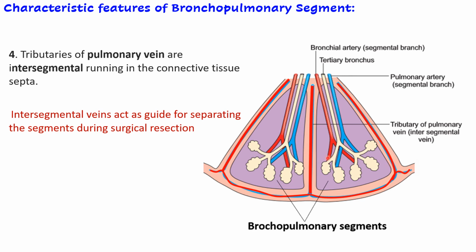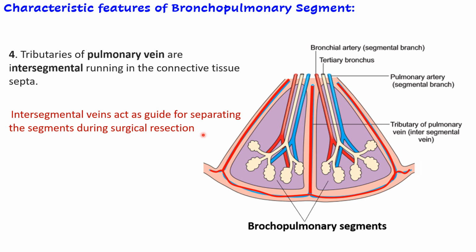Their clinical relevance is that these intersegmental veins act as a guide for surgeons for separating the segments during surgical resection. One particular bronchopulmonary segment can now be resected without affecting the adjacent segments or adjacent part of the lung. When this knowledge was not there, lobectomy had to be done. The whole lobe of the lung was removed if they found any disease process in that part of the lung. Now, if you know that the disease process is limited to one bronchopulmonary segment, only that particular segment can be resected or removed.